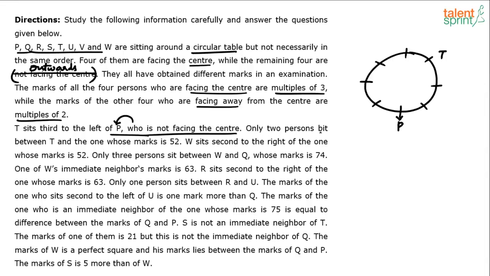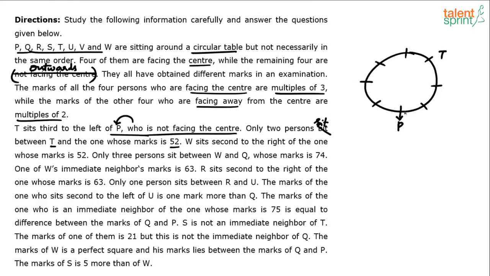Next point. Only 2 persons sit... I'm sorry about this error here. Typo. Only 2 persons sit between T and the one whose marks is 52. Now see, T is here. He says only 2 persons sit between T and the one whose marks is 52. So between T and the person who has got 52 marks, there are only 2 persons. So there are 2 possibilities. 1, 2, 52 can be allotted to P, or 1, 2, 52 can be allotted in this position as well.